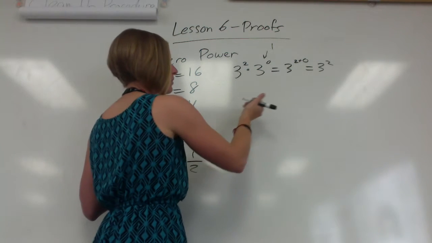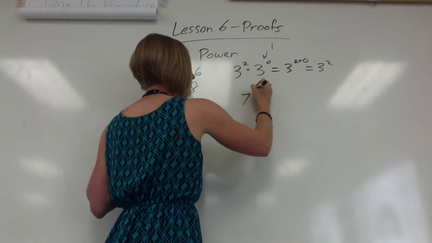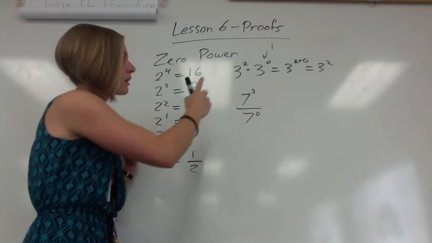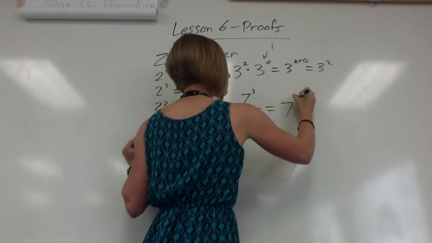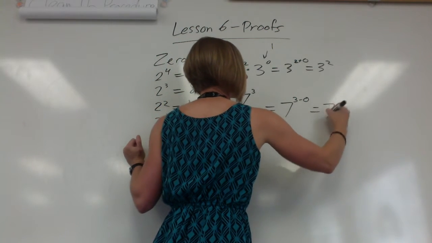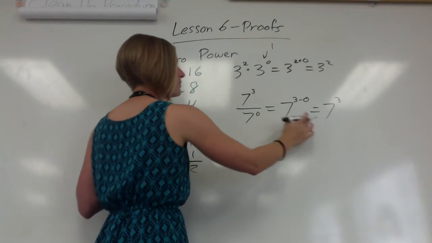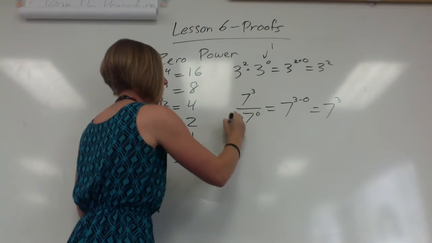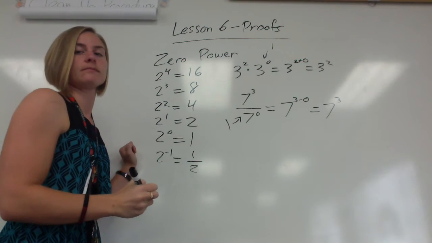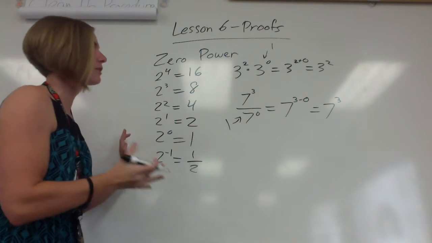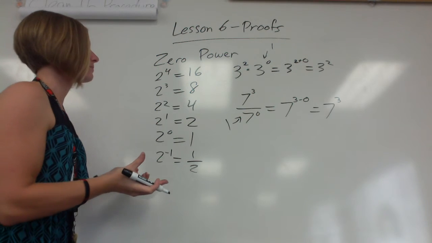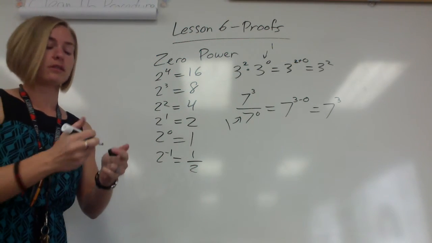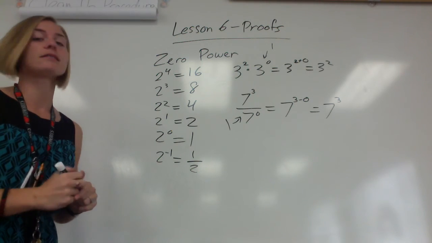Let's look at it with the quotient rule. Let's say we had 7 to a 3rd over 7 to the 0. Our quotient rule says that we subtract. And once again, our 7 to a 3rd hasn't changed identity because 7 to a 0 has to equal 1. Okay, so there's many, many ways, and you could even do it with other numbers. You could do it with variables if you wanted to. They all prove 0 power. Okay, and that's lesson 6.